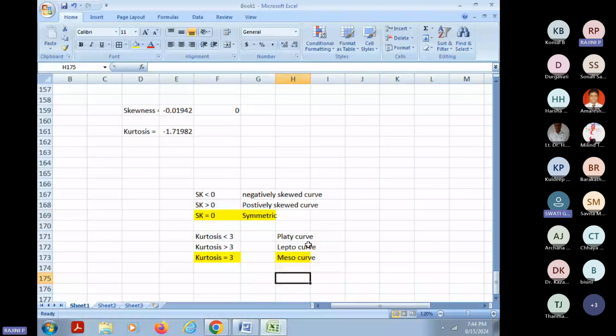And ma'am, one more thing, why only three? That is a method, ma'am. It was invented by the statisticians. Even I don't know that. That is a procedure we are following.